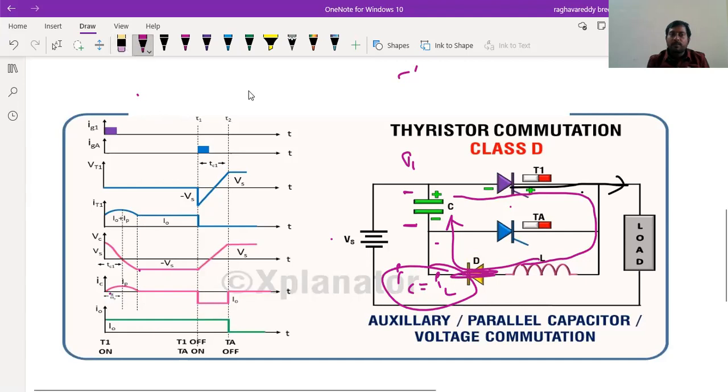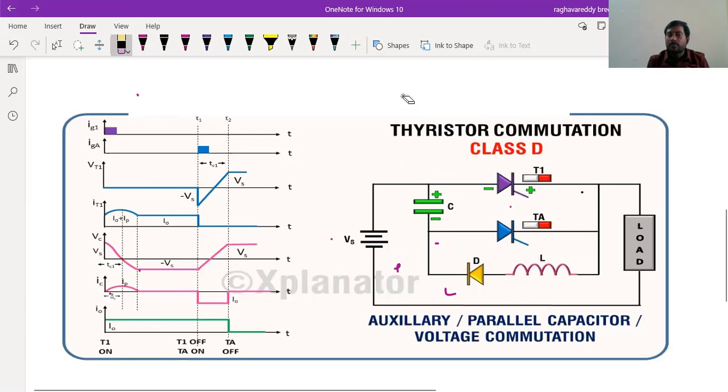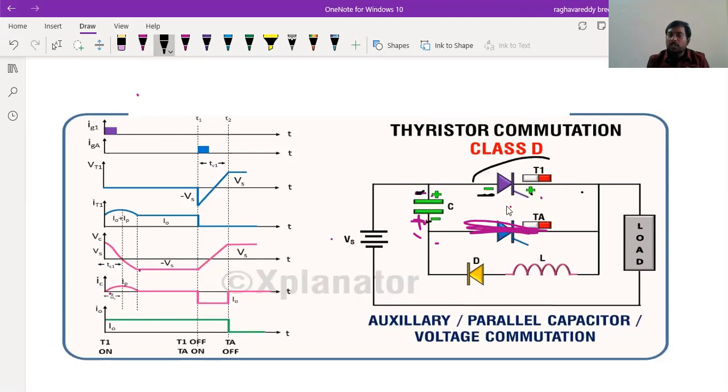Now if the gate pulse is given, look at this one. The voltage across the capacitor is negatively charged, this is negative and this is positive. If the auxiliary pulse is given to the auxiliary thyristor, this negative is connected to here and this positive is connected to here, so that you can see the polarities of the voltage across the thyristor T1. Here it is negative, supply capacitor negative is here and capacitor positive is here, so that T1 will be off.